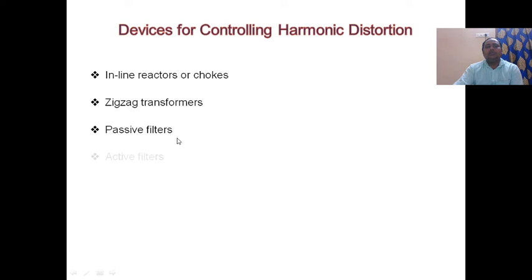Devices for controlling harmonic distortion are, first, in line reactors or chokes. Second one is zigzag transformers. Third one, passive filters. Fourth one, active filters. These are the four methods to control the harmonic distortion.